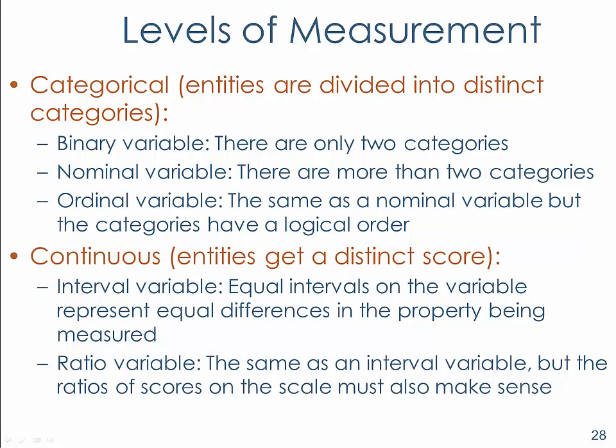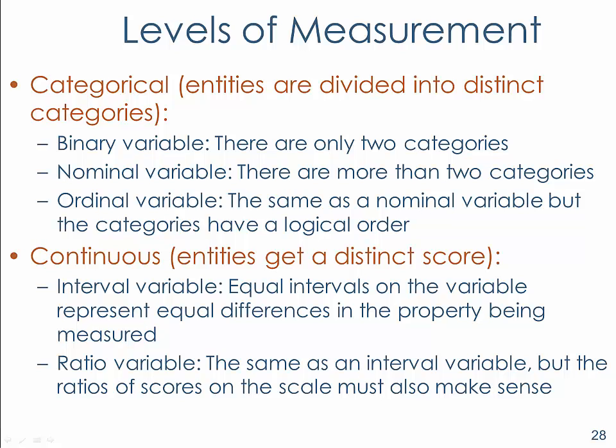It has the same characteristics of an interval variable, but the ratios of scores on the scale must also make sense. For example, a score of 16 on an anxiety scale means that the person is, in reality, twice as anxious as someone scoring 8. Perhaps another example that might hit home better is a salary of $100,000 per year is twice the amount as someone who makes $50,000 a year.